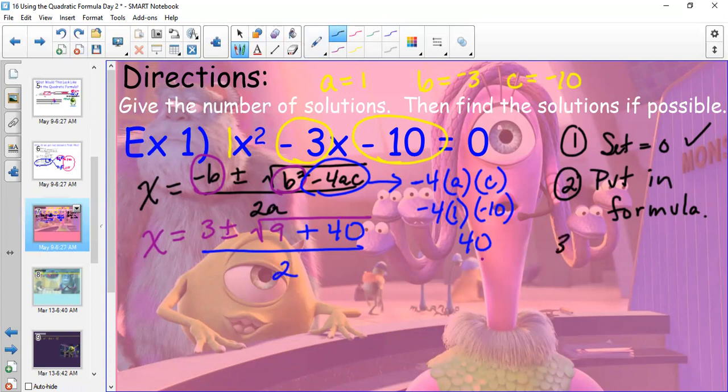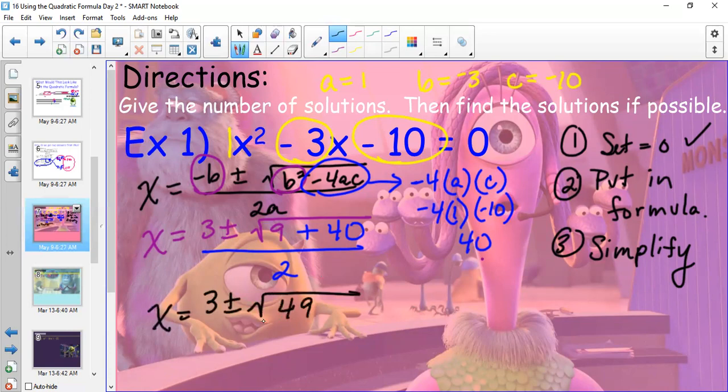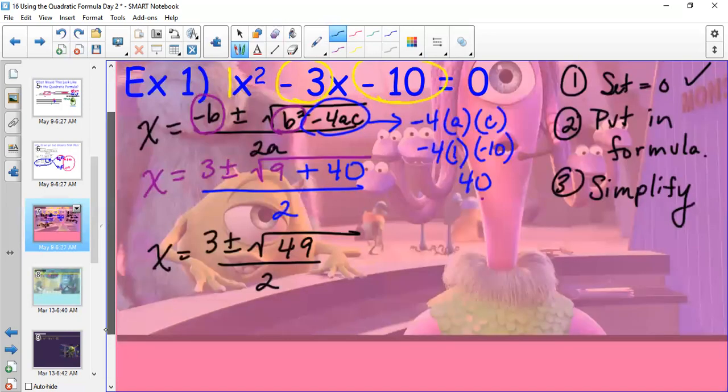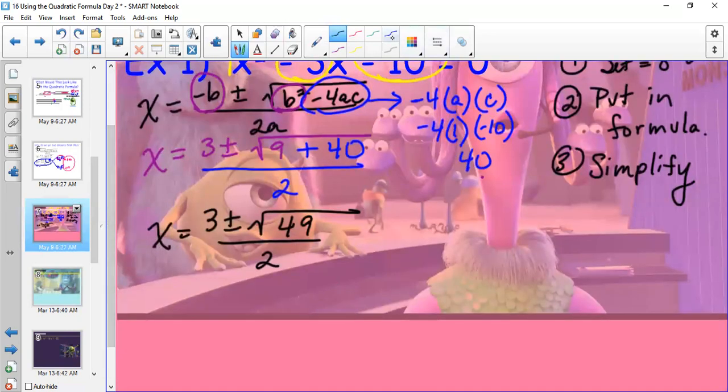Okay, step 3 is to simplify, so to clean all of this up. So let's clean up the radical first. We're going to do 3 plus or minus the square root of 49 all over 2. Once you have one number, this is going to tell you how many solutions we have. So here we have what we call, again, the discriminant. Based upon what it is, it tells us how many solutions we have. It is positive. Positive means that we are going to have 2 solutions.